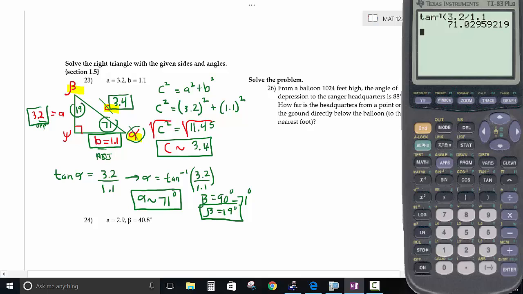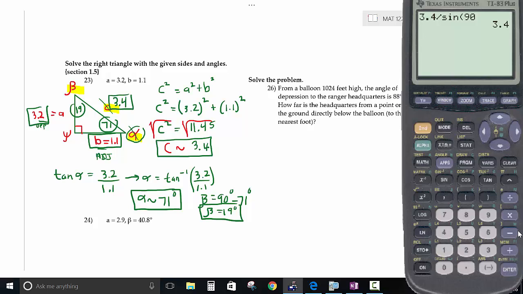Now I can't really explain why this is, but you can check this way. You can just pick a side. 3.4. Divide by the sine of the opposite angle. The opposite angle is 90 degrees. So I can go sine of 90 and get an answer. Sine of 90 must be 1.